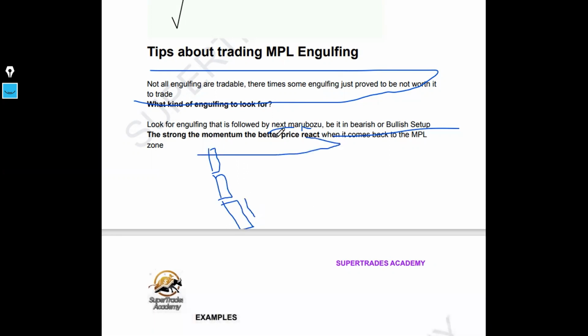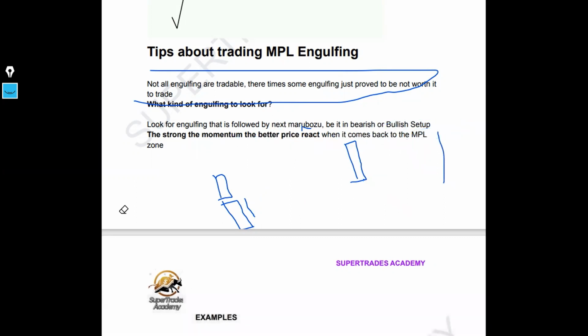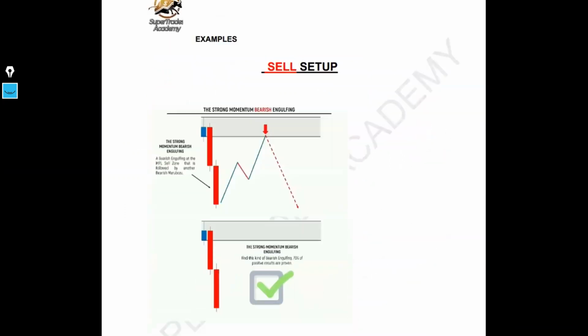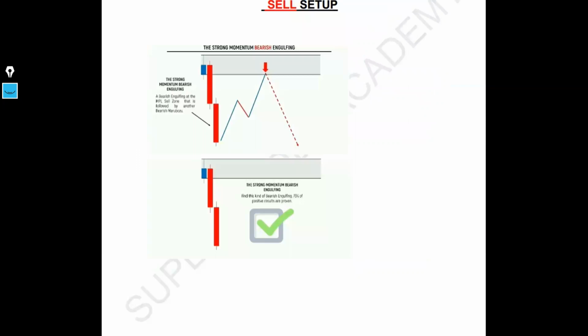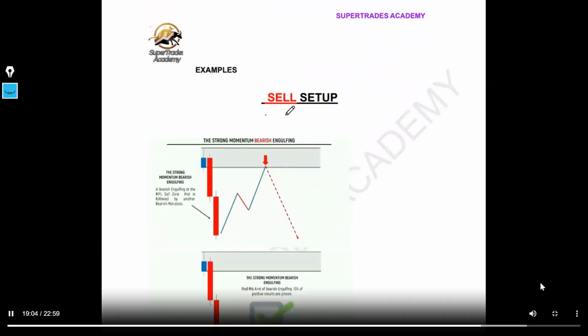Take an example in a supply zone, coming back and going down. If you see Marubozu from the supply zone, that is good. But if you see small candlesticks from the supply zone, the supply zone is not valid for sell. So I have drawn some diagrams for you here. Let us see how they look. For example, this is a sell setup.